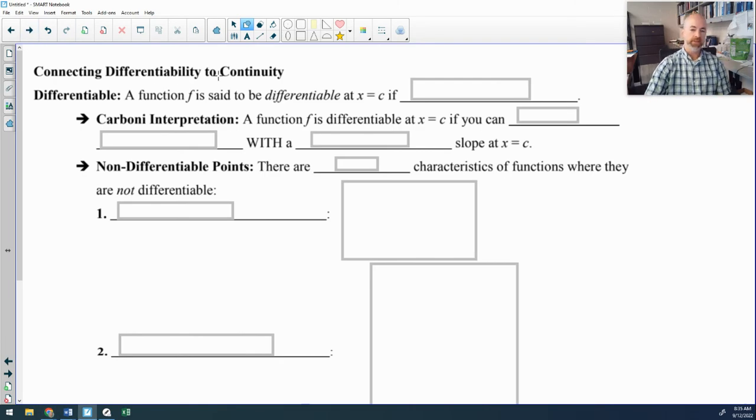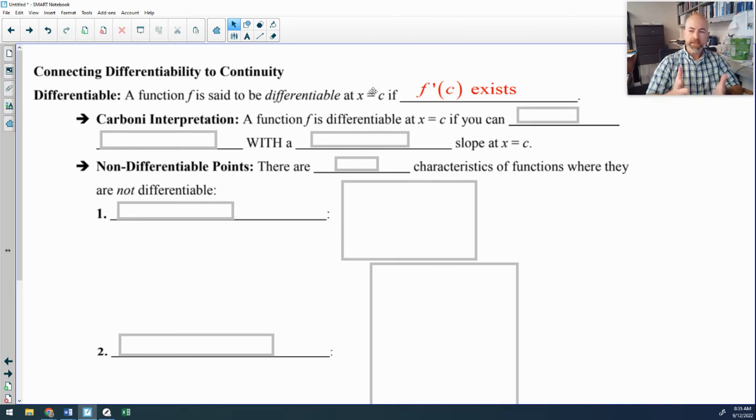So let's talk about differentiability. A function f is said to be differentiable at an x coordinate of c if f prime of c exists. So if you can find the derivative and evaluate it at that point, then the function is said to be differentiable. Now that doesn't really tell you a whole lot.